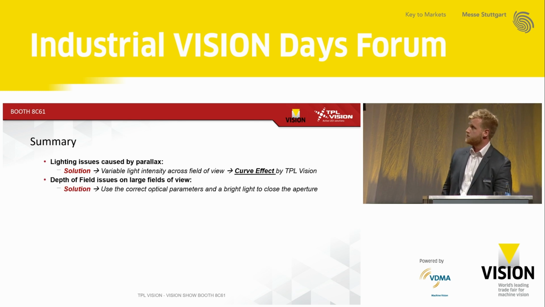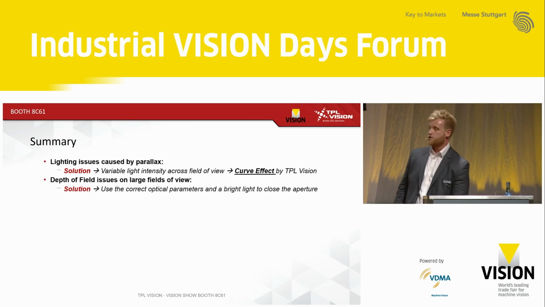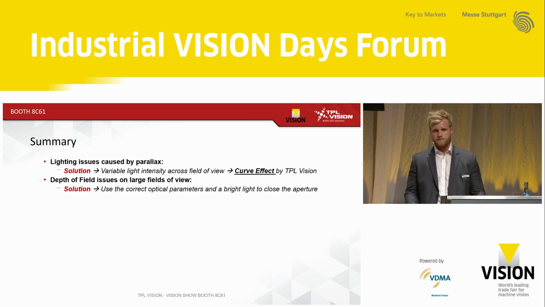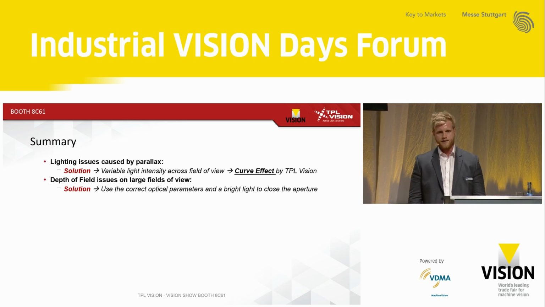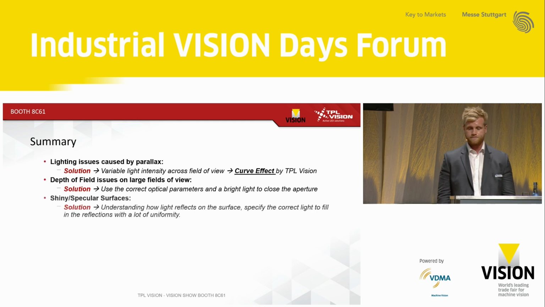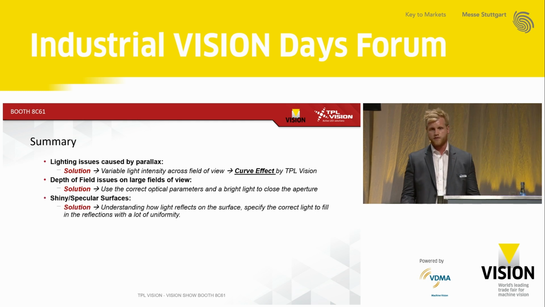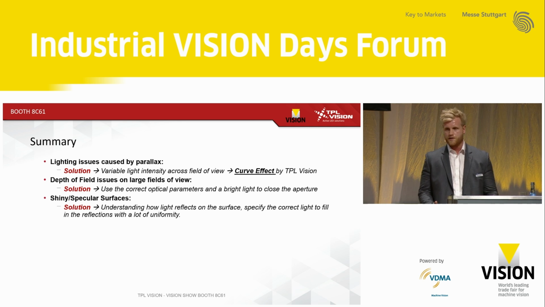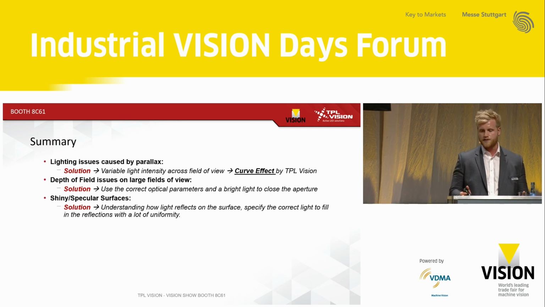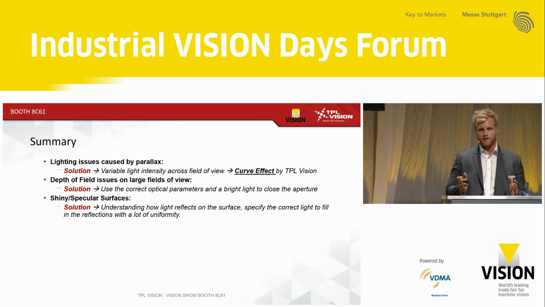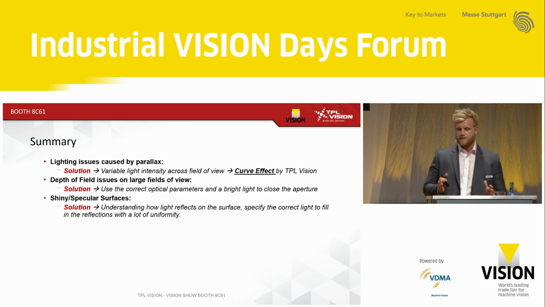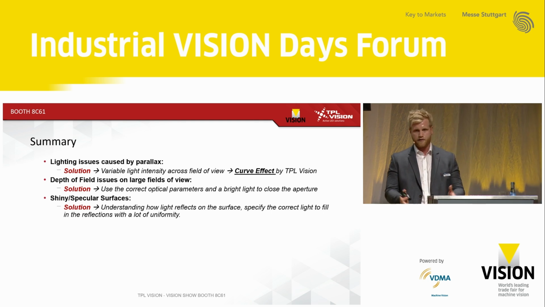For depth of field issues, you want to make sure that you close your aperture as much as possible. So for this, you need to increase the intensity of the light. Shiny surfaces, I think this is also maybe something that's useful for everybody. You have to really understand how the light reflects off the surface. Really imagine that you're following the light photons and think about what the camera sees in the reflected image.